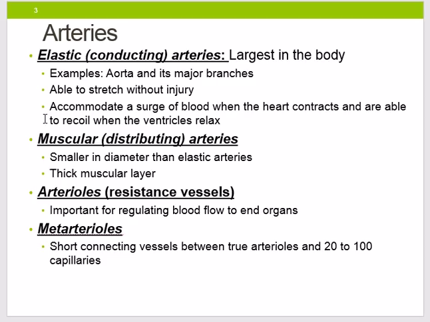Muscular arteries are also called distributing arteries. They carry blood further away from the heart to specific organs throughout the body. They are smaller in diameter than elastic arteries. However, the muscular wall in these vessels is proportionately thicker, because it needs that ability to push blood forcefully throughout the body.